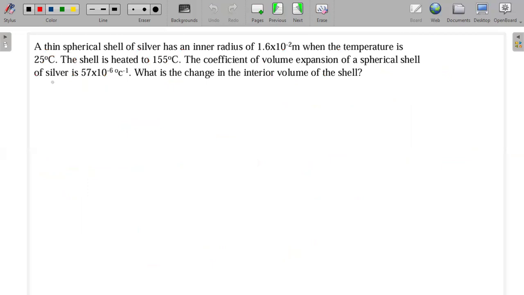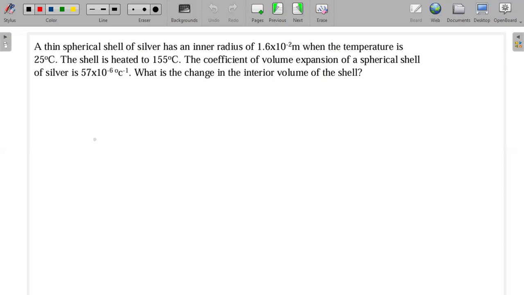And we have question 1, which is saying a thin spherical shell of silver has an inner radius of 1.6 times 10 to the power minus 2 meters when the temperature is 25 degrees Celsius. The shell is heated to 155 degrees Celsius. The coefficient of volume expansion of silver is 57 times 10 to the power minus 6 per degree Celsius. What is the change in the interior volume of the shell?